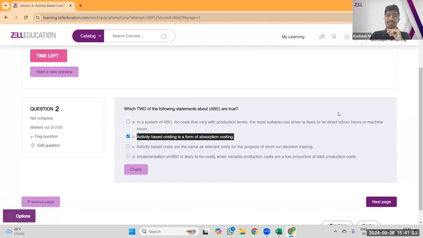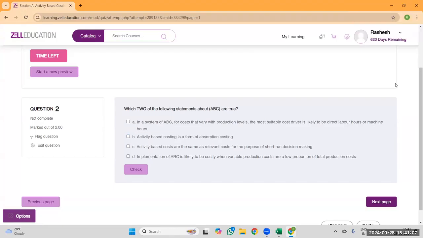Line B, activity based costing is a form of absorption costing. True. Again, I had said it at the start, in case there's any confusion. Remember, absorption costing is like the big umbrella term. ABC is a part of it. So it's a part of absorption costing.